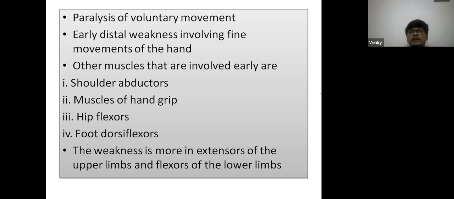Other muscles that get involved early are shoulder abductors, hand grip muscles, hip flexors, and foot dorsiflexors. This is a commonly asked question in exams. So what are the muscles that get involved in upper motor neuron type of lesion or pyramidal tract lesion? You have to say this: the weakness will be more in extensors of the upper limb and flexors of the lower limb. So it is opposite to the tone. Tone and weakness are opposite.